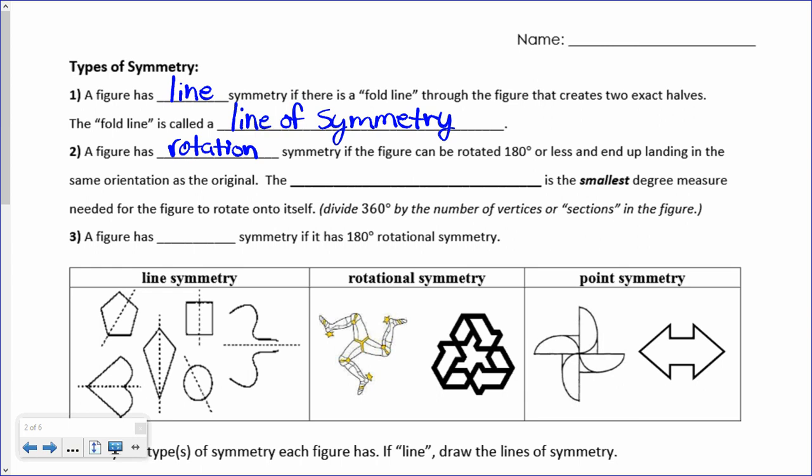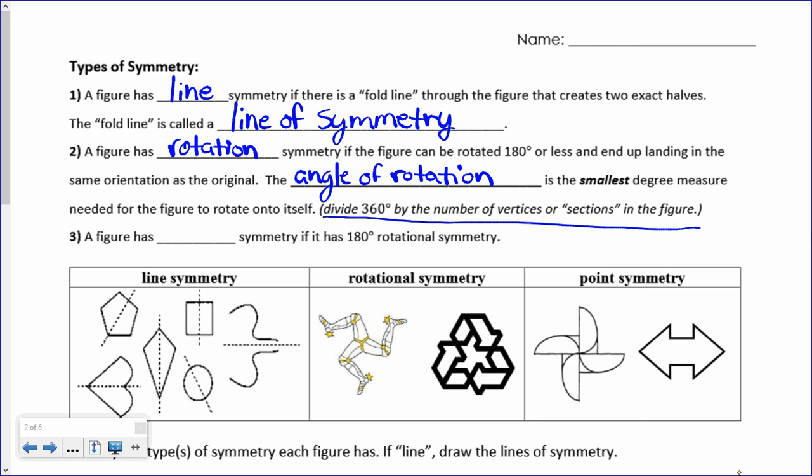All right. The angle of rotation is the smallest degree measure needed for that rotation to happen. So you can rotate something a bunch of different times. You could rotate 180 degrees, you could rotate it 90. Whatever is the smallest degree measure turn that you would need to get it to land on top of itself, that's called the angle of rotation. This is what you might want to highlight or underline. This is an important detail.